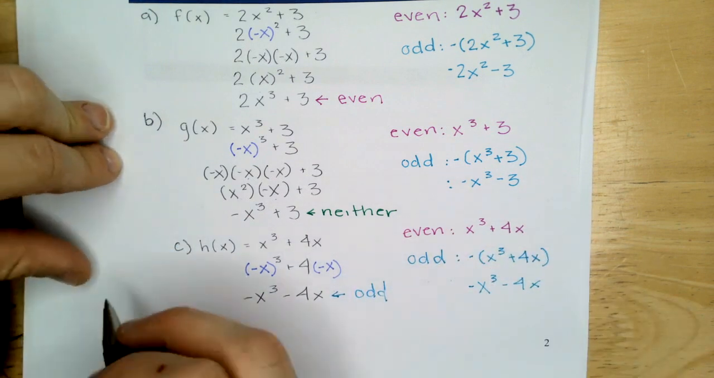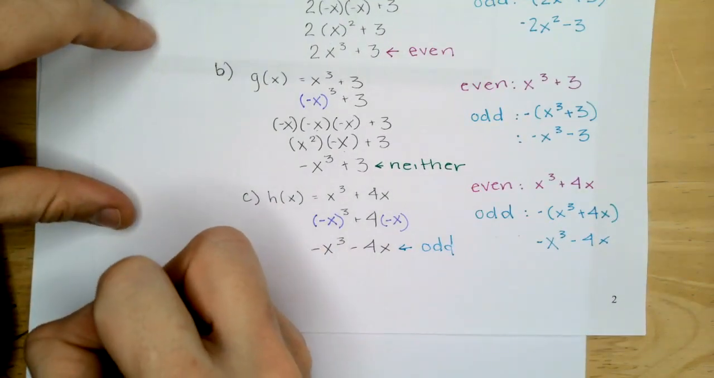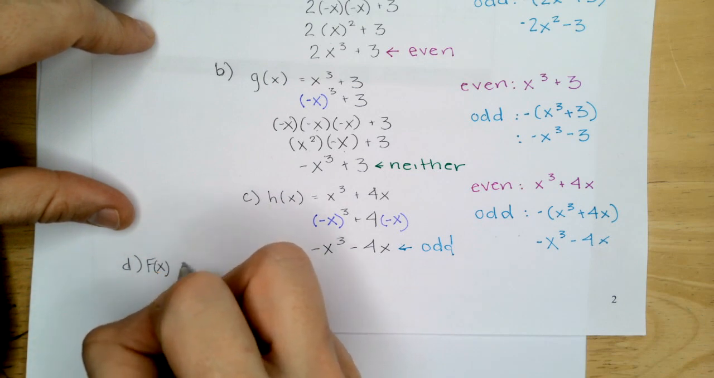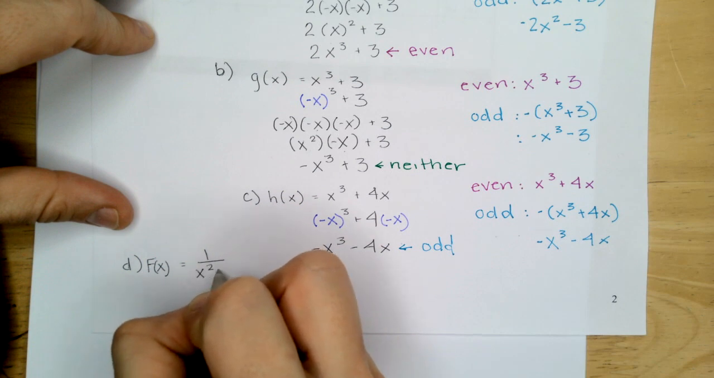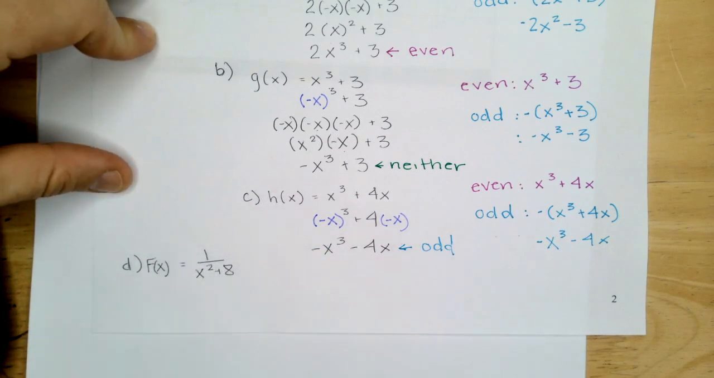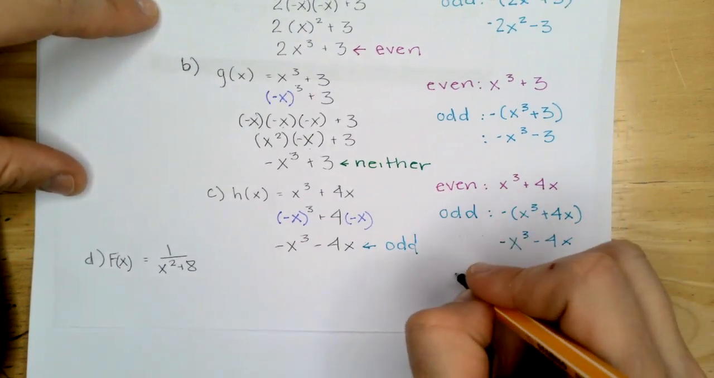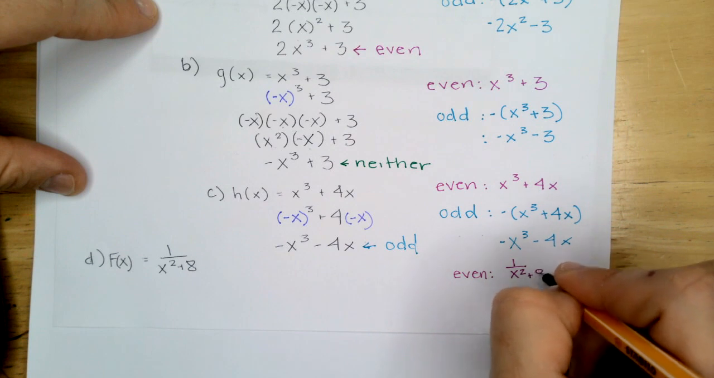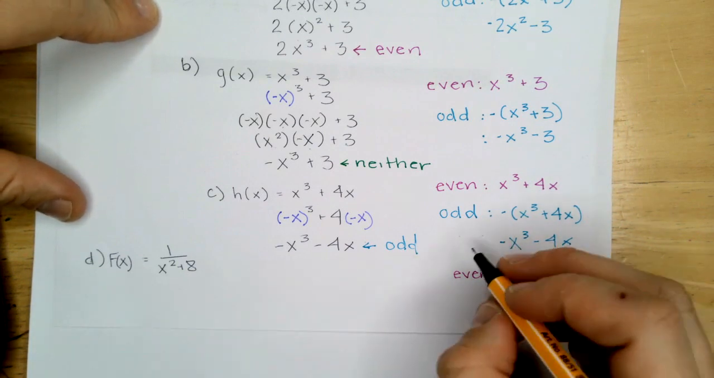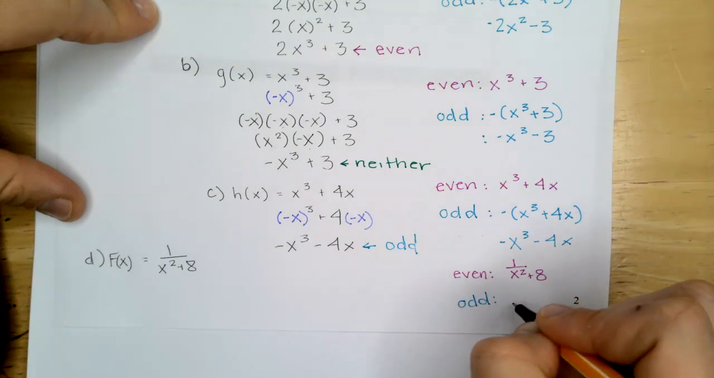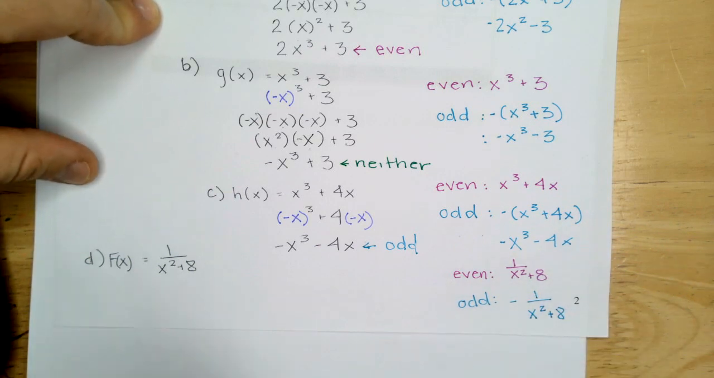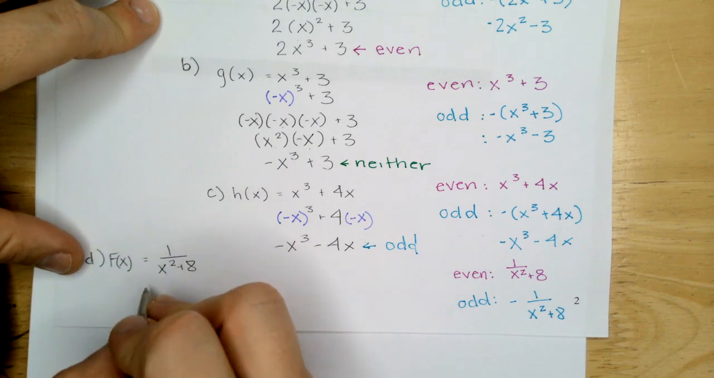And then our last example, did not leave much room for it, but I'll start over here. Our last example is capital F of x, I don't know why, but I really don't like those capitals, equals 1 over x squared plus 8. So this looks a little different, but again, all we're doing is we're substituting a negative x in for the x. So if our answer is even, we want to see the exact same thing. We want to see 1 over x squared plus 8. If it is odd, we want to see negative 1 over x squared plus 8. Good?